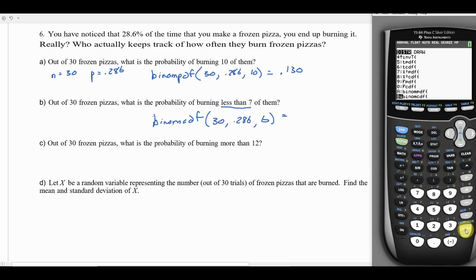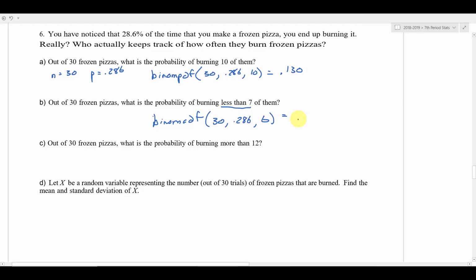Binom CDF. Trials are 30. Probability is still 0.286. And we're going to be adding everything up to 6. So we've got 0.203. So the probability of burning less than 7 of them is about 20%.